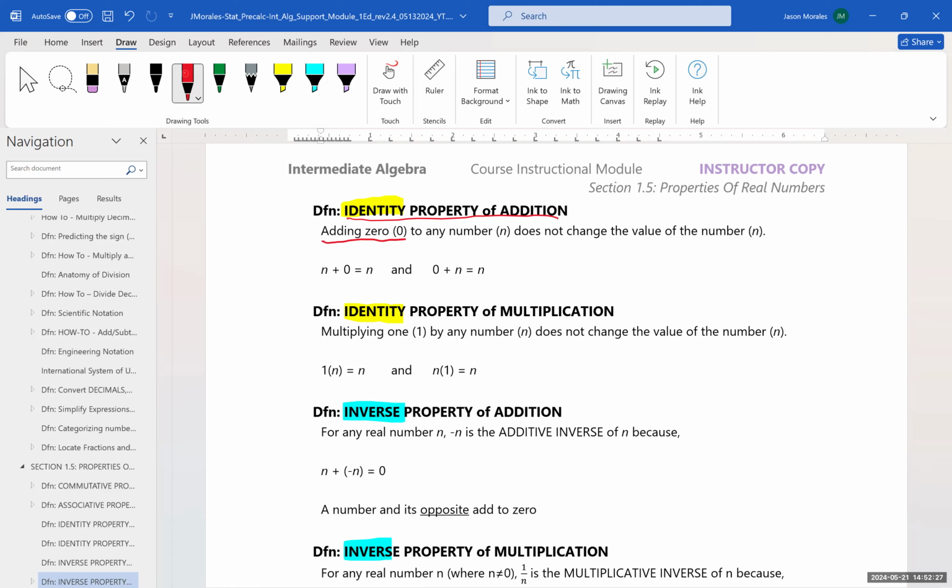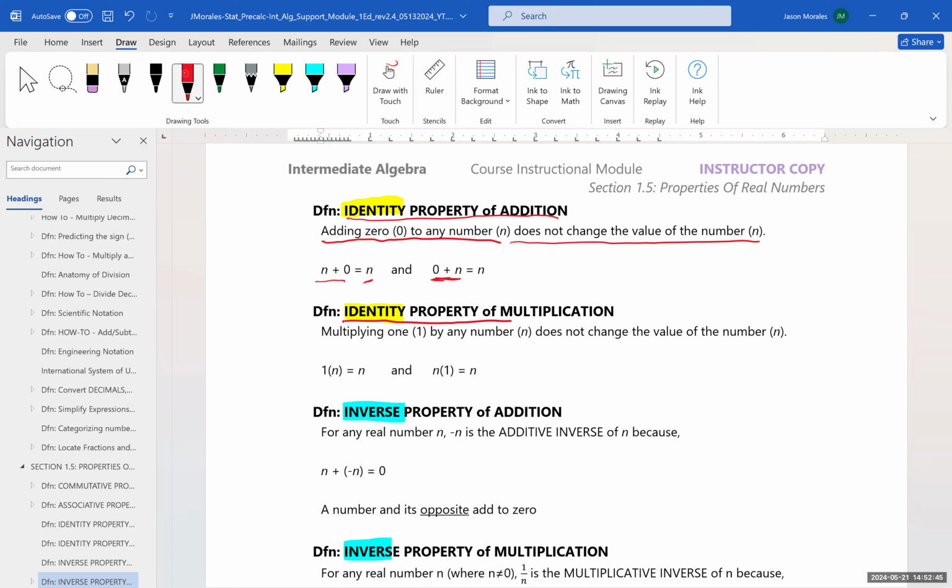means that when you add 0 to any number, this does not change the value of the number. So a number plus 0 just gives you that original number, and it doesn't matter which order. Okay, so that simply is the identity property of addition.